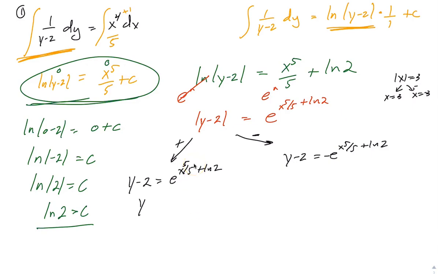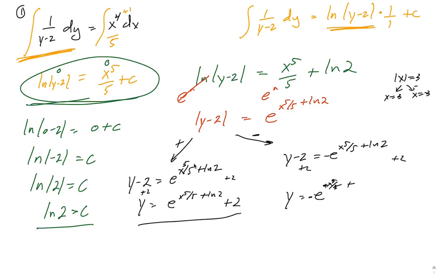So I have y equals, let's add the 2 over. e to the x to the 5th over 5 plus natural log of 2 plus 2. Same thing here. y equals negative e to the x to the 5th, plus natural log of 2 plus 2. Now you know what you're saying. So we have 2 answers? No. We actually have only 1 answer.